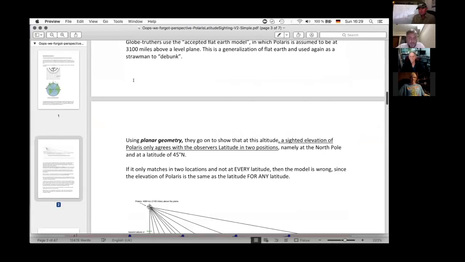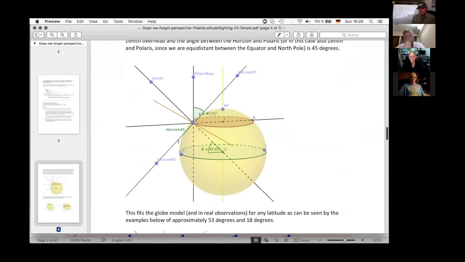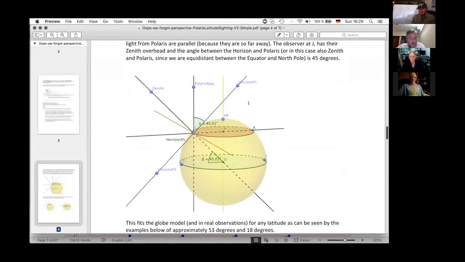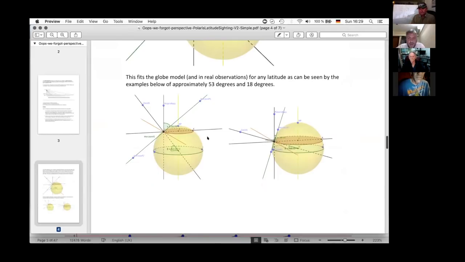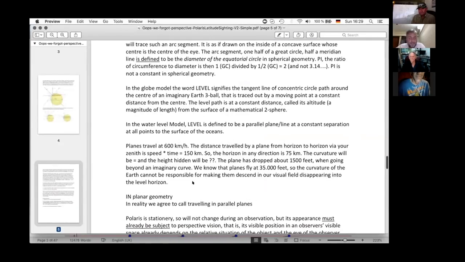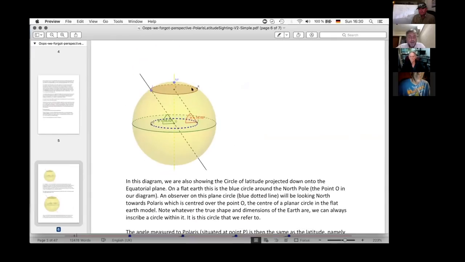But if you look at it from another point of view, this is the whole thing that I modeled in GeoGebra, which is again showing their argument first. So there's my latitude at 45 degrees. I'm on that circle of latitude and I'm observing Polaris, then it would be a 45 degree angle. That would be correct for basically any latitude. I've given two examples here, 52 and 18. But the other way to look at it is that if I do an orthographic projection of that latitude down onto a flat planar equatorial circle here, then that's that blue line here in the middle.